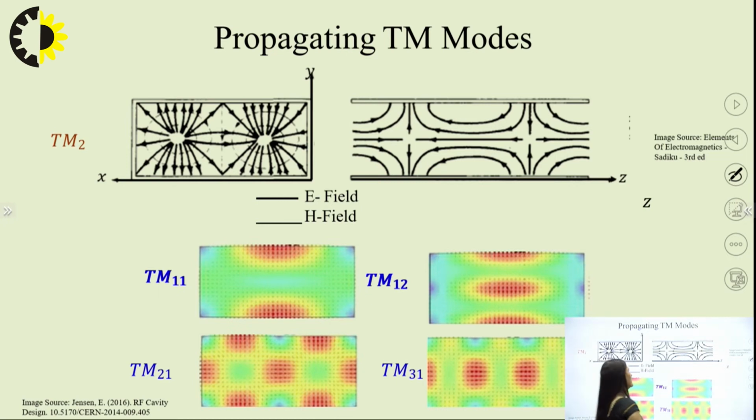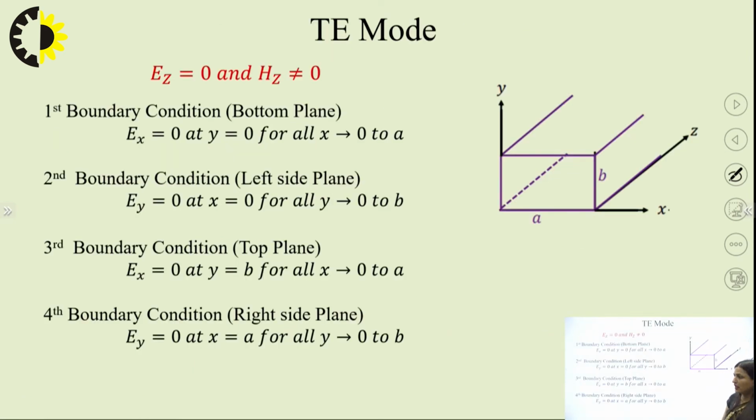So this is the mode, the E field and the H field. See here, TM11 means one half cycle variation in the x direction and one half cycle variation in the y direction, half and half, like this, 2 1, 1 2, 3 1, right. So in this way we can find out the electric field and magnetic field in TM modes. After that I will discuss the TE mode.